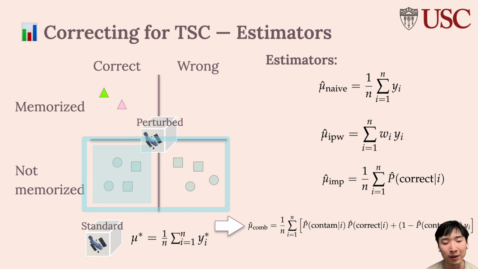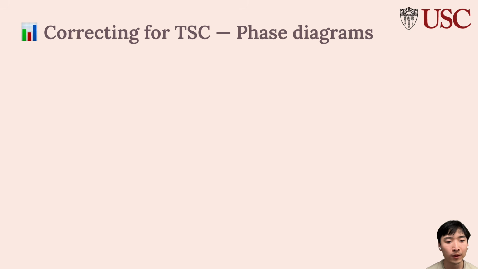Finally, the combined estimator combines the IPW and imputation estimator. If the memorization predictor decides an example is not memorized, it uses the model's observed accuracy on that example. If the memorization predictor decides the example is memorized, then it uses an imputed label. We will first try to understand when to use one estimator over the other.